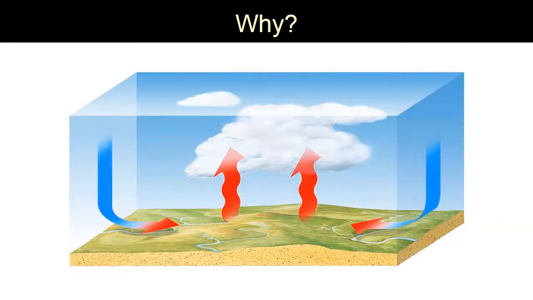Now, the question is, why does this happen? Why is it that low pressure leads to bad weather and high pressure leads to good weather? Well, it all has to do with this idea of convection and the fact that high pressure air is sinking and low pressure air is rising. So we need to see what happens when that low pressure air rises.